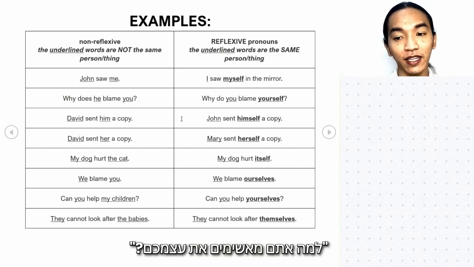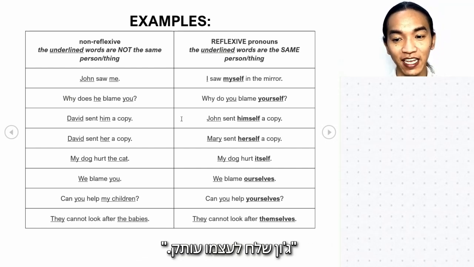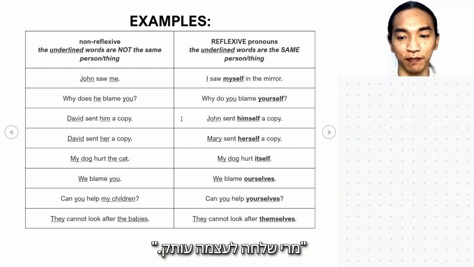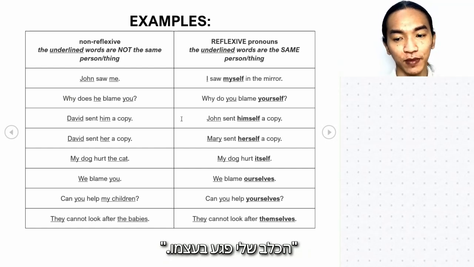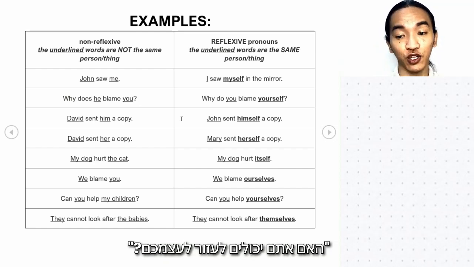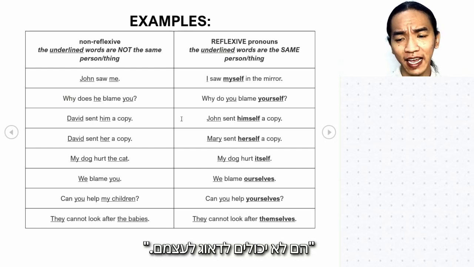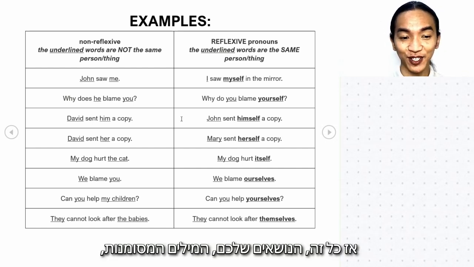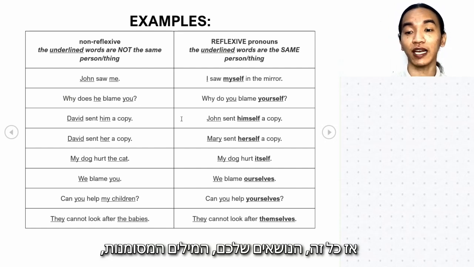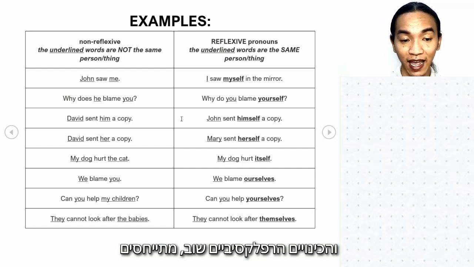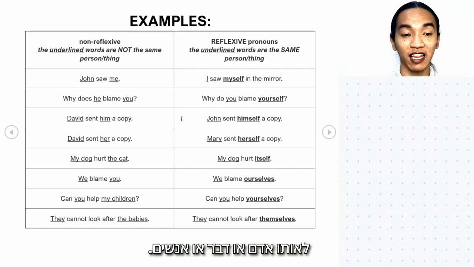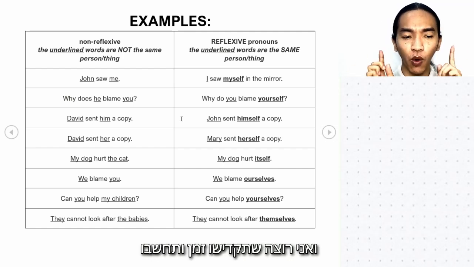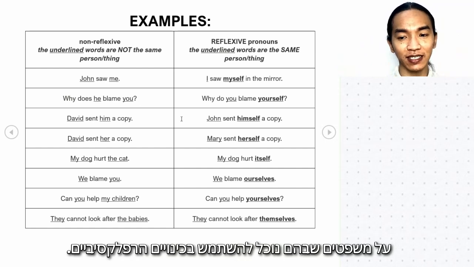Next, why do you blame yourself? John sent himself a copy. Mary sent herself a copy. My dog hurt itself. We blame ourselves. Can you help yourselves? They cannot look after themselves. So, all of this, the underlined subjects and the reflexive pronouns, are just the same person or thing or people. All right. So, I hope it's clear with these examples that we have here. And I want you to take time and think of sentences where we can use reflexive pronouns.